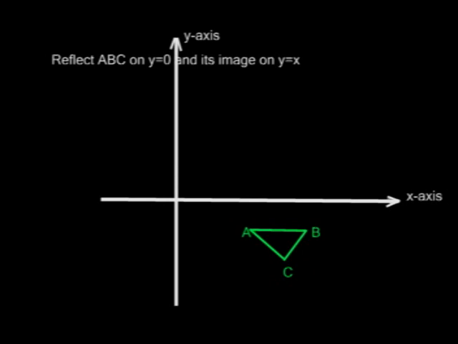So to reflect that triangle, the first thing I'm going to do is drop a perpendicular from A to the first mirror line, that is the line y = 0. Now I'll take the distance from A to the mirror line and then take the same distance from the mirror line on the opposite side along the line that I produced, and then I have my A'.